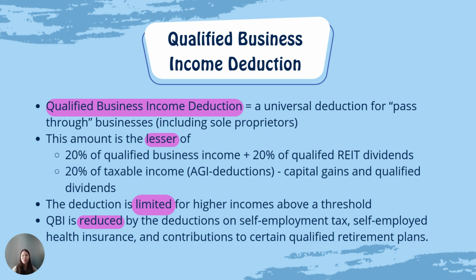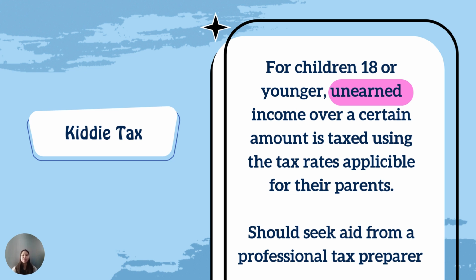The deduction is limited, though, for higher incomes above the threshold, and it's reduced by the deductions on self-employment tax, self-employed health insurance, or contributions to certain qualified retirement plans. This is basically because when you already take deductions on self-employment tax or things like that, you're limiting your AGI. So you want to include those first before you take the 20%, because the IRS doesn't want you taking extra deductions. That's just how it is, because they don't want you to have a lot of money, because they're taking your taxes.